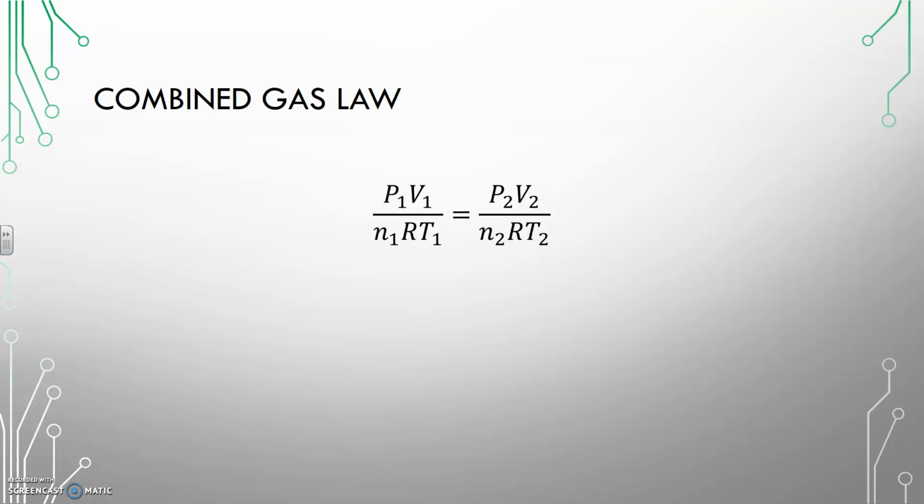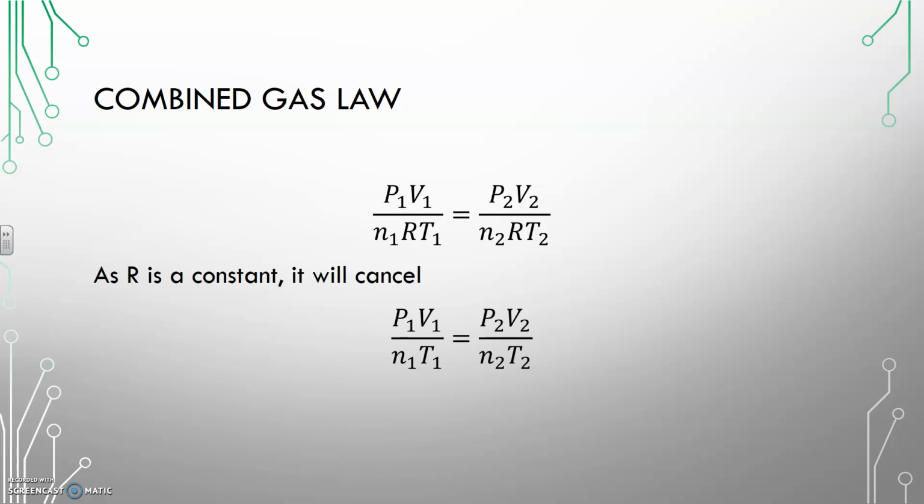R, for example, is always constant. So R is a constant, it will cancel on both sides. So you can just go ahead and get rid of it right now. And then you get P1 V1 over n1 T1 equals P2 V2 over n2 T2. Now, if say you were going to hold the volume constant but change the other three variables, you just go ahead and knock the volume out. And then it would be P1 over n1 T1 equals P2 over n2 T2.